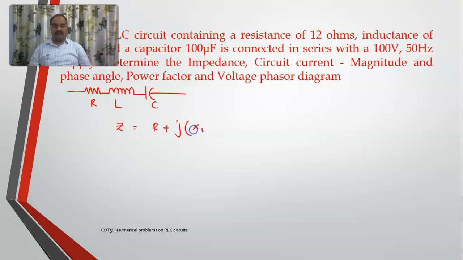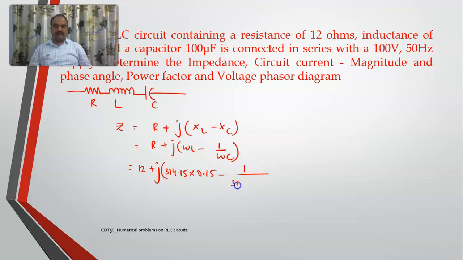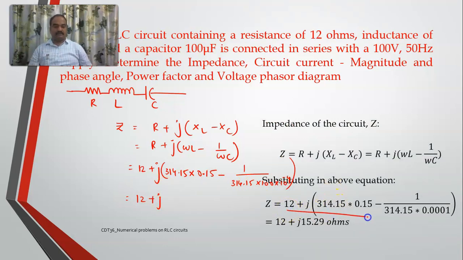plus j into (XL minus XC), where XL is omega L and XC is 1 by omega C. You know the values: R is 12, plus j, 314.15 into L, which is 150 millihenry, that is 0.15, minus 1 by 314.15 into 100 into 10 to the power of minus 6. If you solve that, you will get a value that I will show you here. The value is 12 plus j 15.29 ohms. This is your impedance in rectangular form. You can convert it into polar form now.